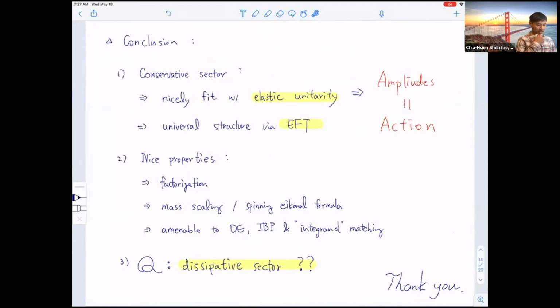Okay, so with that, let me conclude. The main thing I want to say is that in the conservative sector, there's a very nice interplay between amplitudes and the classical action. We can either expose this connection by elastic unitarity or by using effective field theory. And we have nice properties like factorization, which also help us do the integration and motivate the eikonal formula in the case of generic spin. So perhaps the question for the discussion is how much of this can carry over once you turn on dissipation? I think this is a big open question and we can perhaps discuss more. So thank you.